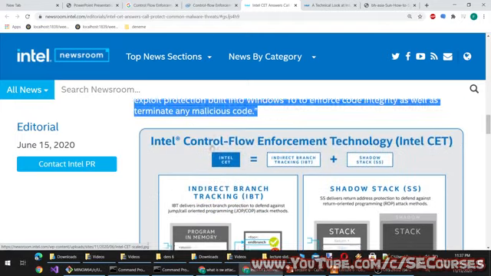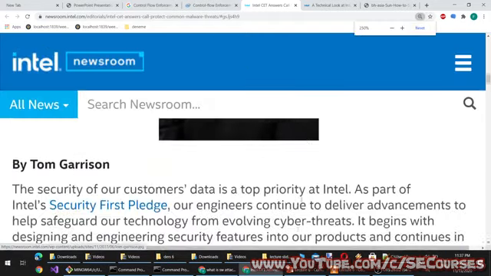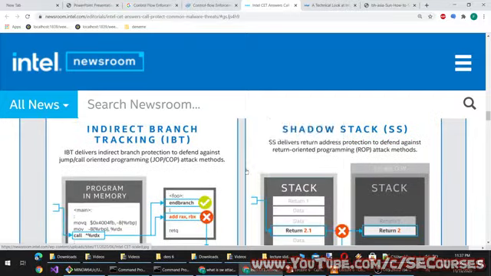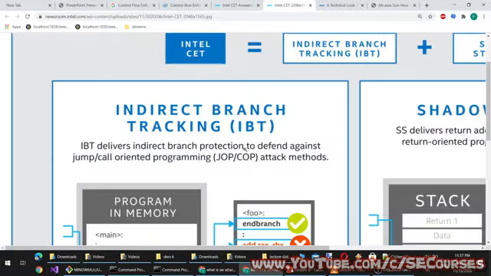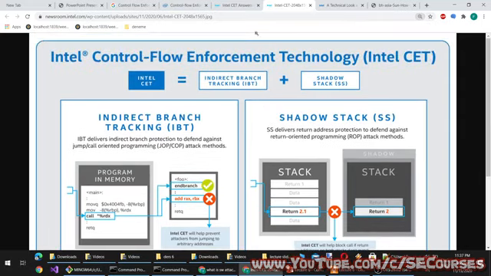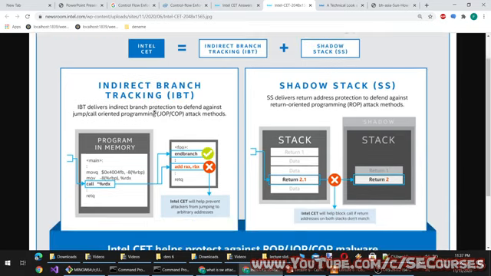Okay, so there's a picture about this Intel control. One second, let's open this. Okay, this is a pretty big picture. So Intel CET equals indirect branch tracking (IBT) plus shadow stack (SS). And indirect branch tracking, IBT, is indirect branch protection to defend against jump/call. Okay, we have seen this.